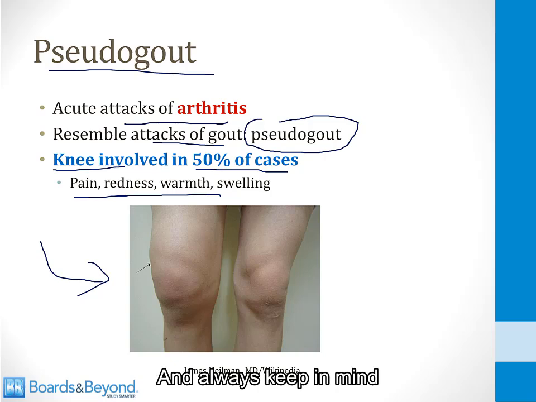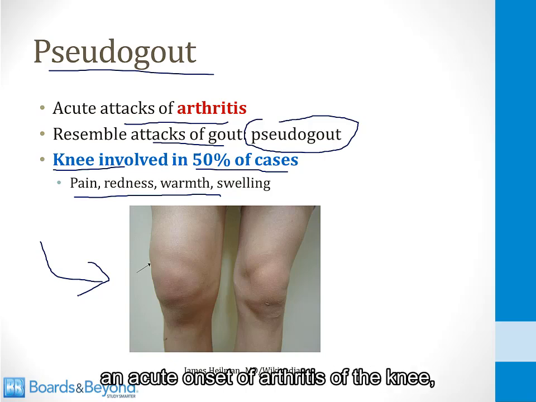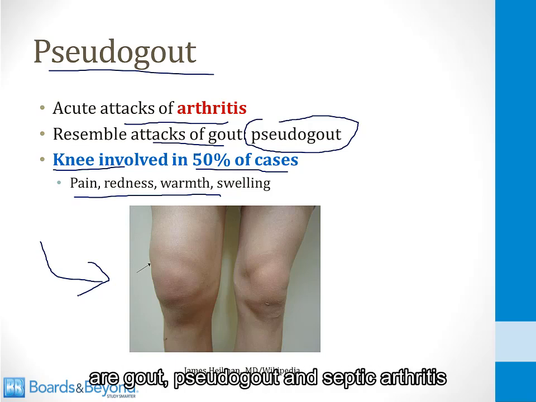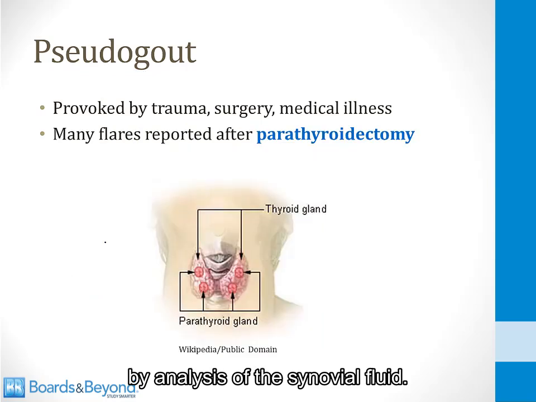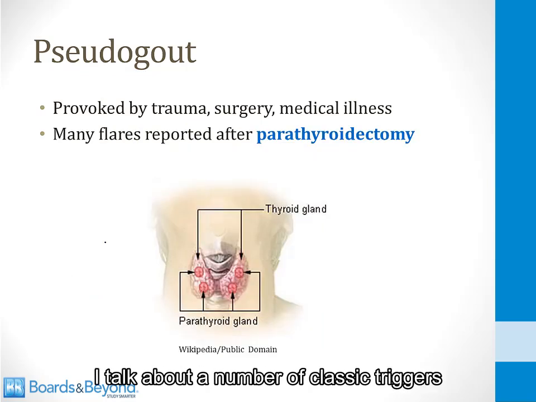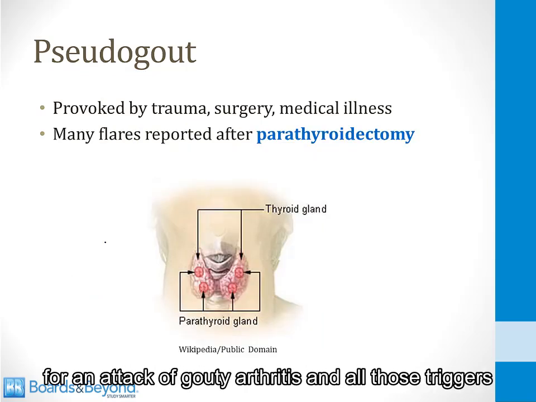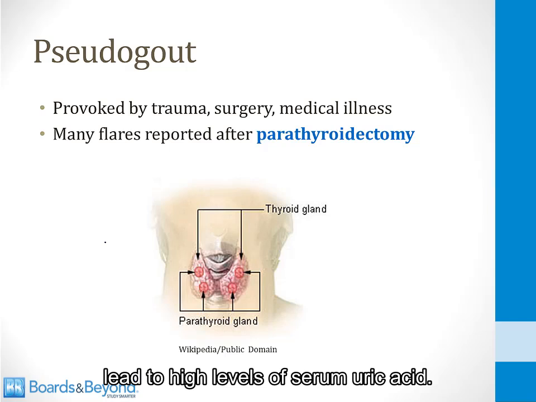And always keep in mind that if you see a board question describing an acute onset of arthritis of the knee, the three things you should think of are gout, pseudogout, and septic arthritis, and they can all be differentiated by analysis of the synovial fluid. In the video on gout, I talk about a number of classic triggers for an attack of gouty arthritis, and all of those triggers lead to high levels of serum uric acid.